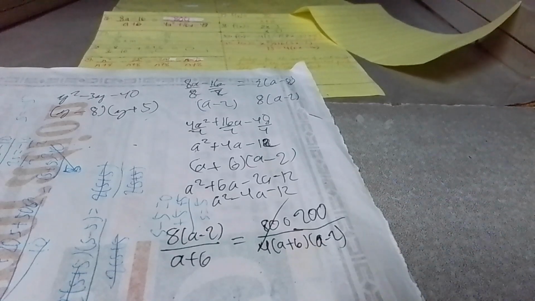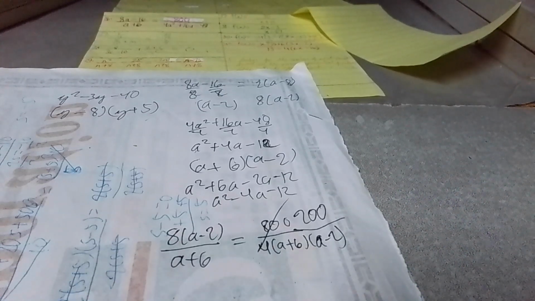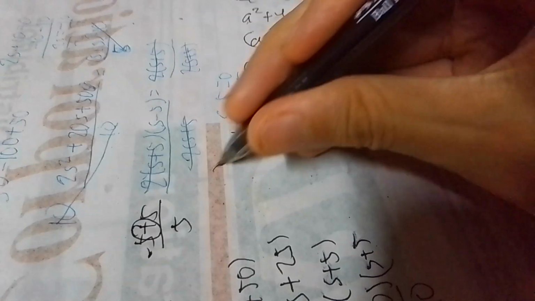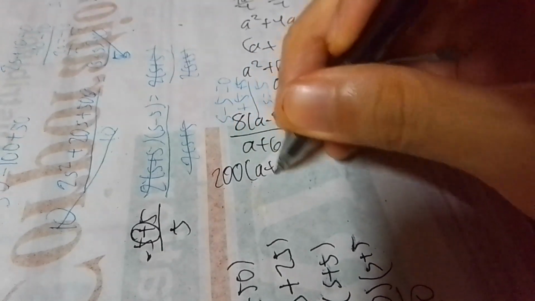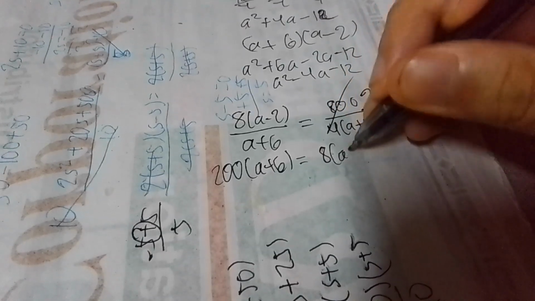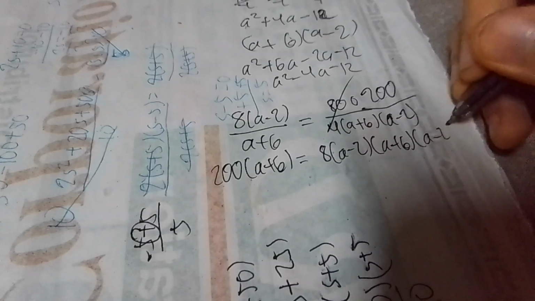It's either we play the game called the LCD or we just do cross multiplication. Actually, I would like to show you the cross multiplication method. So this is how it will go kung nag-cross multiplication tayo. Remember, 8 times a plus 6, times 200, is equivalent to 8 times a minus 2, times a plus 6 and a minus 2.